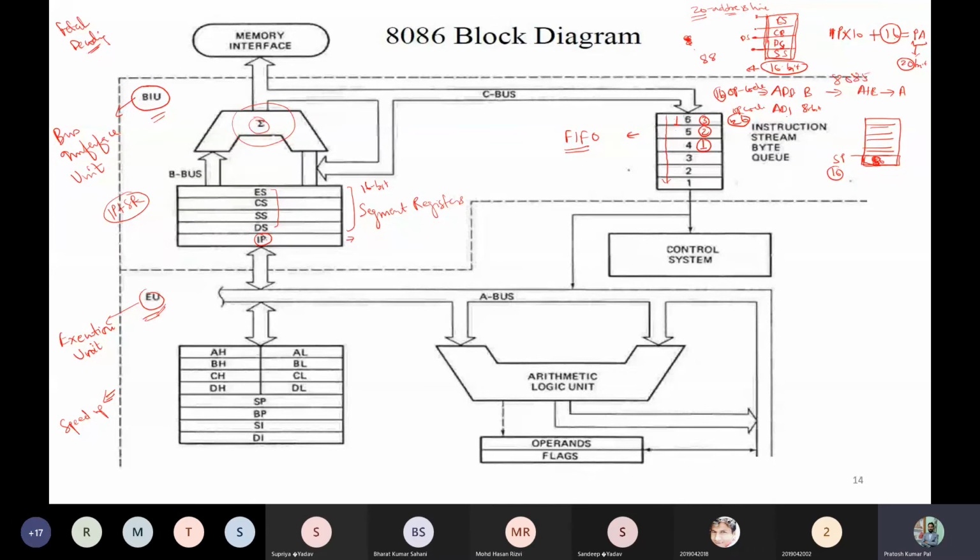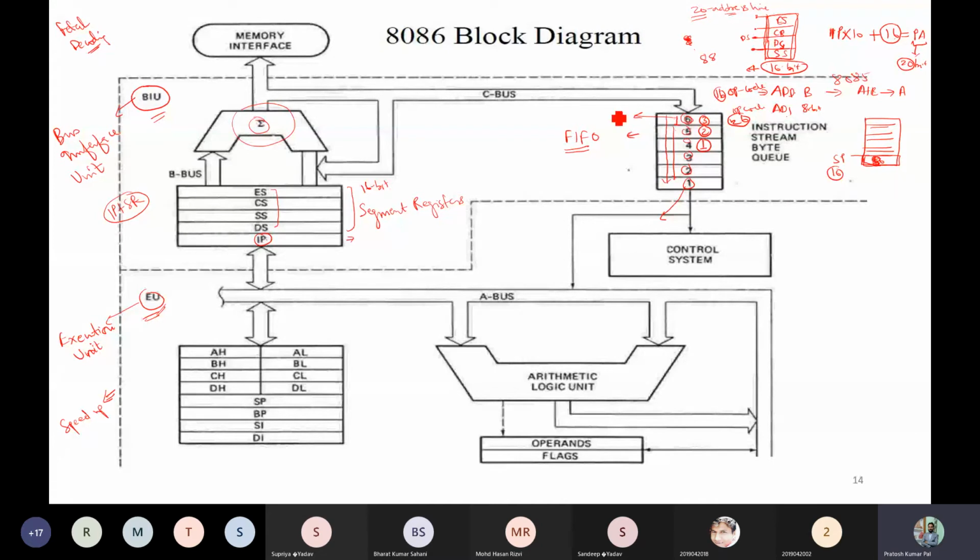At the time of execution of the first instruction, suppose 6 instructions are there: first, second, third, fourth, fifth, and sixth. The first is being executed. At that time, space is available, so the queue will be shifted downward. So one space will be available here, and this will be filled by the next instruction, which will be fetched by the bus interface unit and stored into this queue. Okay. So this is how the pipelining will be done here.